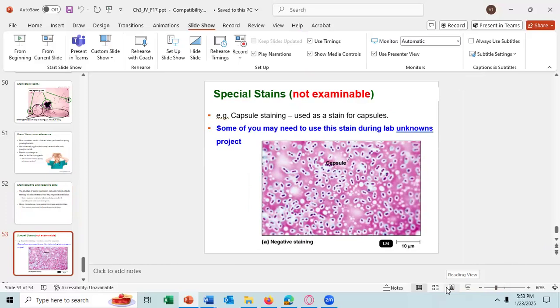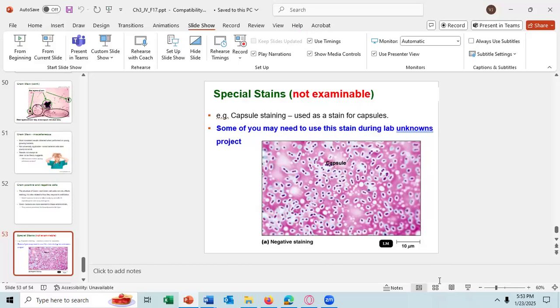A capsule stain is a special stain used to look for the cell's capsules. A cell capsule is something secreted by the cell to make many layers of this secretion around the cell. And if you have many layers that are more than water, then we call it a capsule. And you can view the capsule under a light microscope.